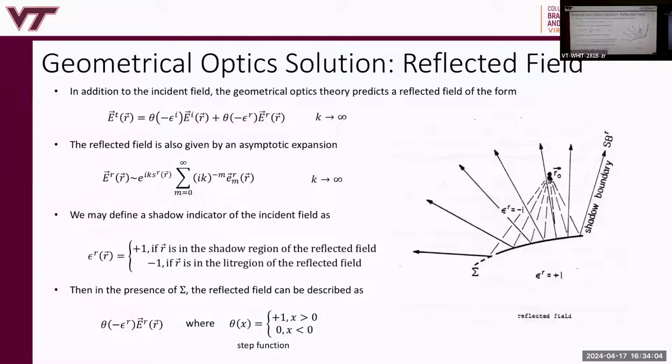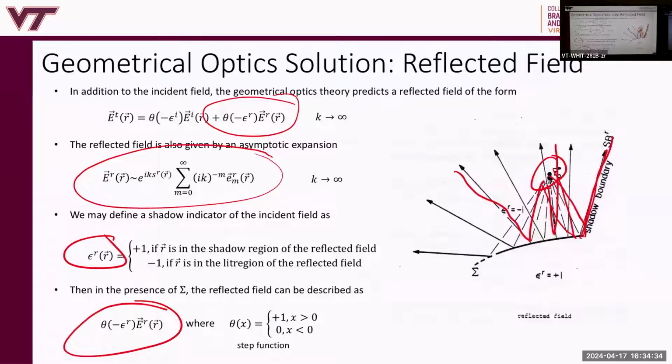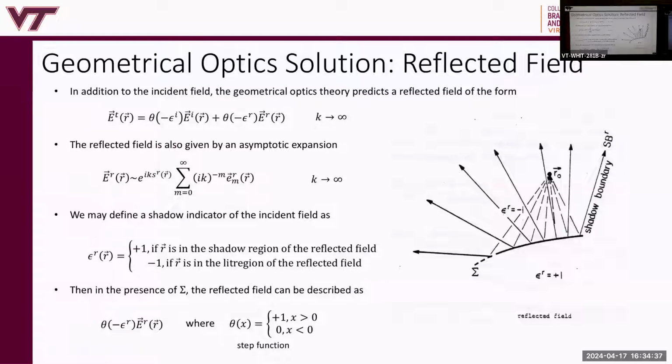Now we're going to define the reflected field similarly. The reflected field has its own cookie cutter, and the reflected field also has its own asymptotic expansion, and it has a reflection shadow indicator, and it's defined in exactly the same way. So the reflected field is exactly the same thing, right? And there's a shadow boundary for the reflected field. So here's R naught and the source. Then we have things that reflect off of the screen, and the last ray that reflects off the screen is the shadow boundary for the reflected field. Because why? To this side of the shadow boundary, E reflected is there. This side of the reflected shadow boundary, E reflected is equal to 0. Yeah?